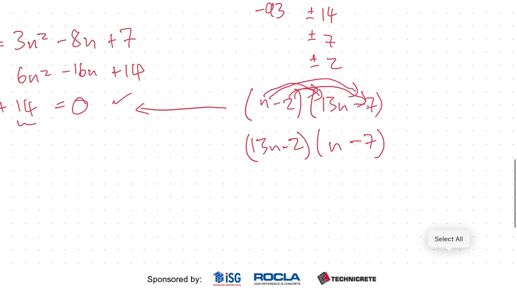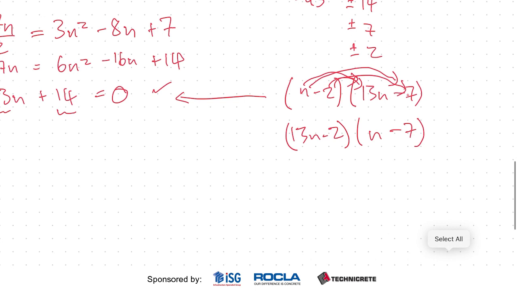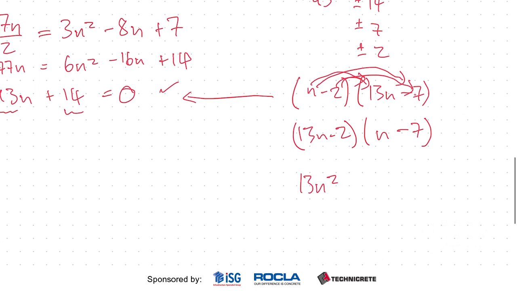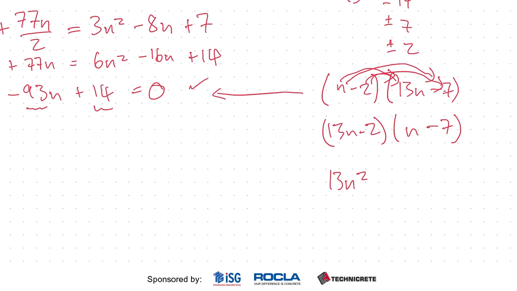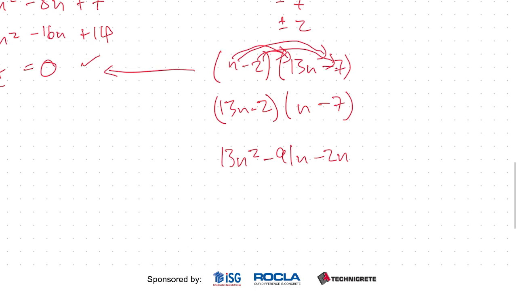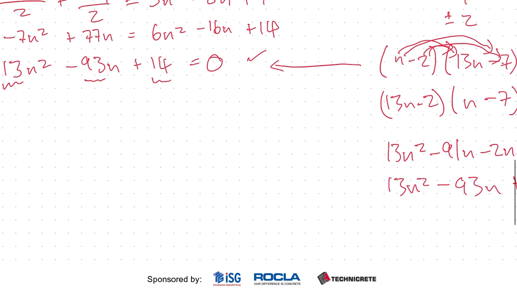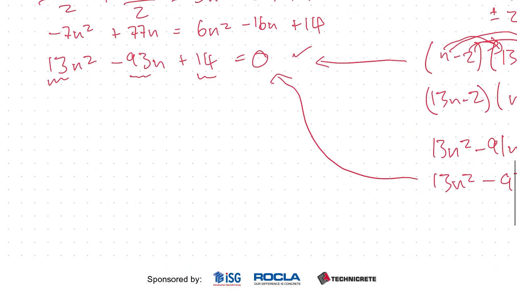And this should give us back, so 13n times n will get us 13n squared. 13n times negative 7 should give us negative 91n. Negative 2 times n gives us negative 2n. Negative 2 times negative 7 gives us positive 14. And this gives us 13n squared minus 93n plus 14. So we get back to this. So we know that the factors are negative 7 and negative 2.